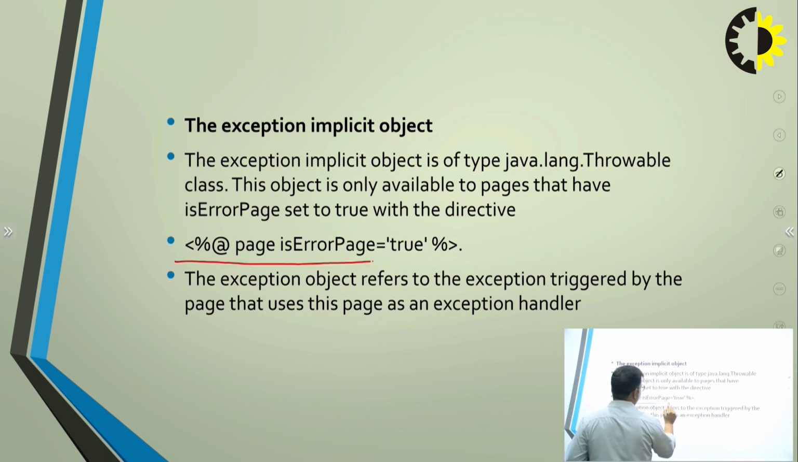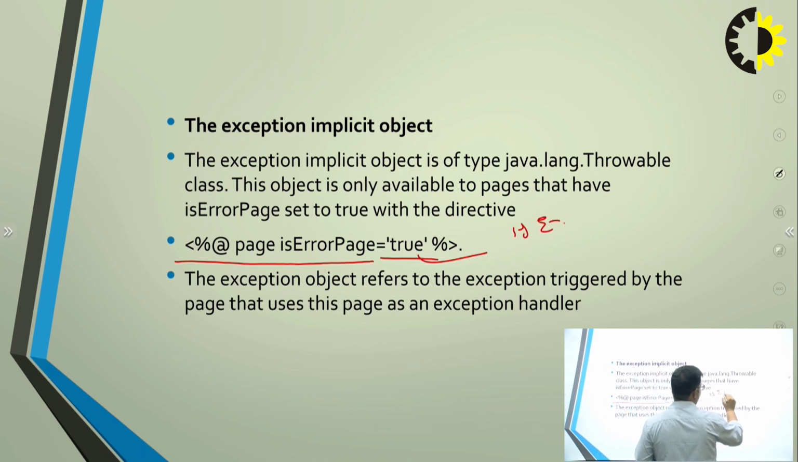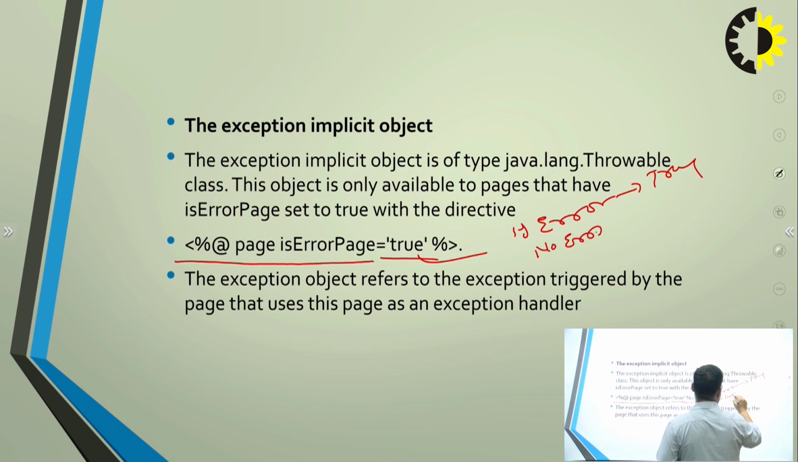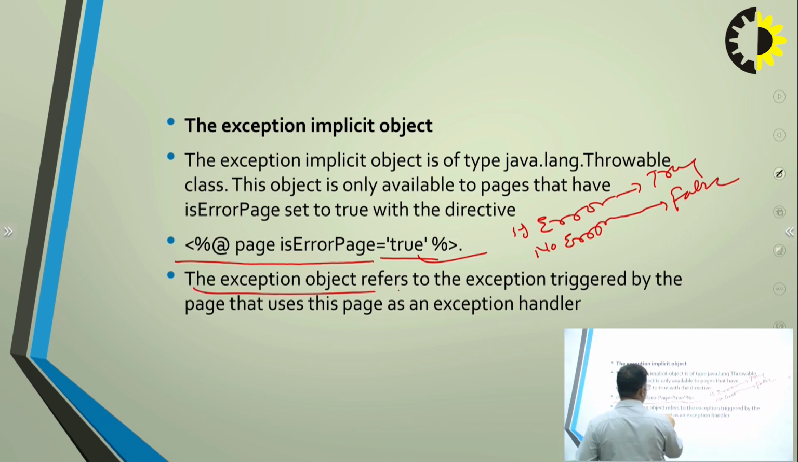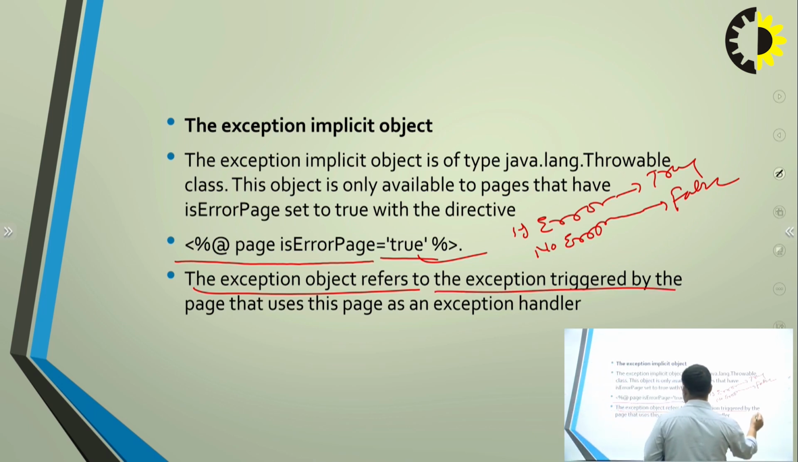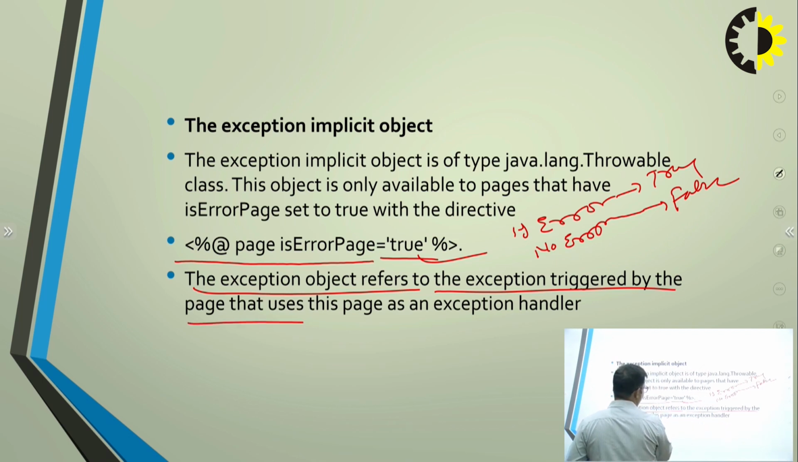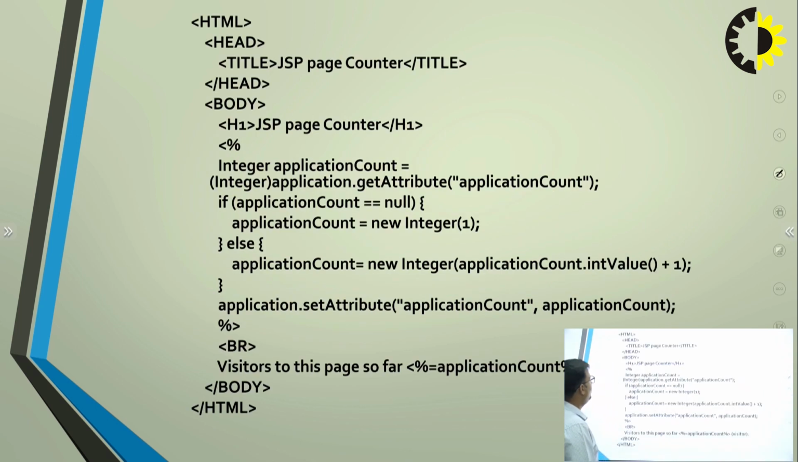@ page is error page is true or false. If error, then true. If no error, then false. Next, the exception object refers to the exception triggered by the page that uses this page as an exception handler.